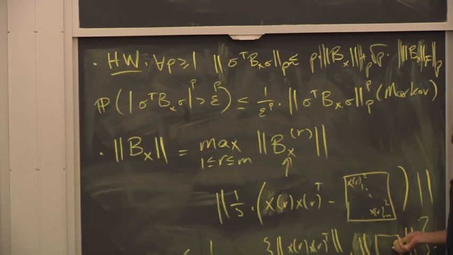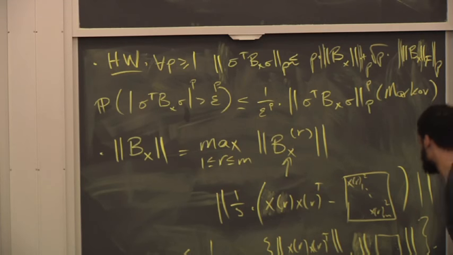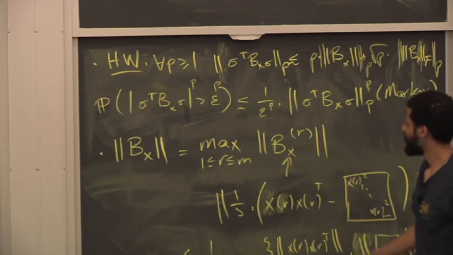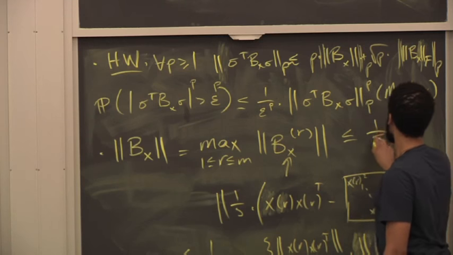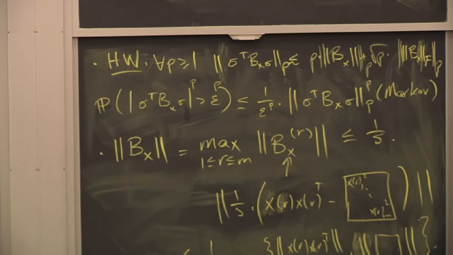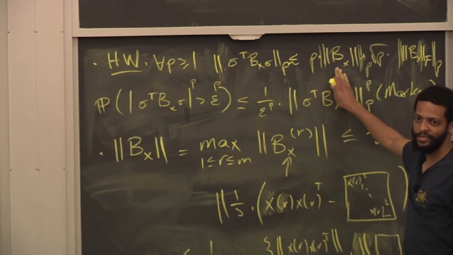What's the operator norm of this? Well, it's a diagonal matrix. It's at most the largest diagonal entry, which is also at most 1. So this is also at most 1. So actually, independently of the randomness in delta, this thing is always at most 1 over s. Okay? This is always true. So this thing we've taken care of.